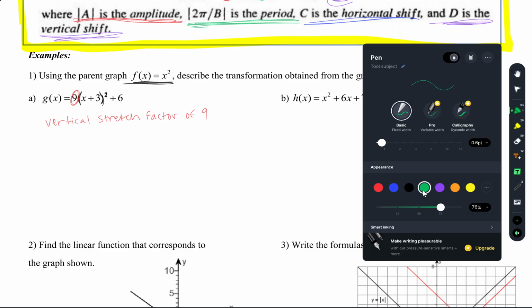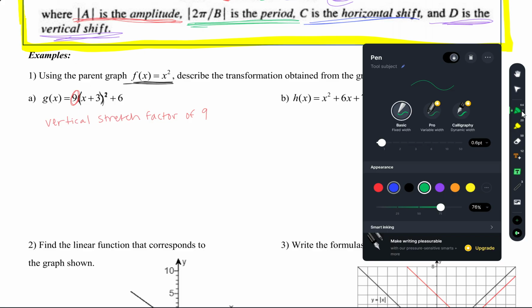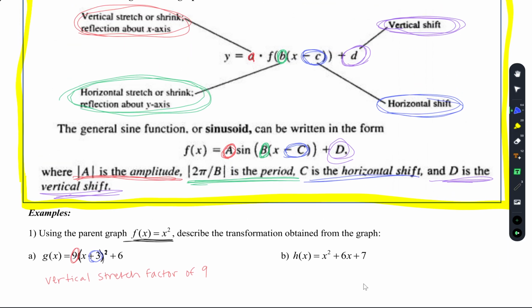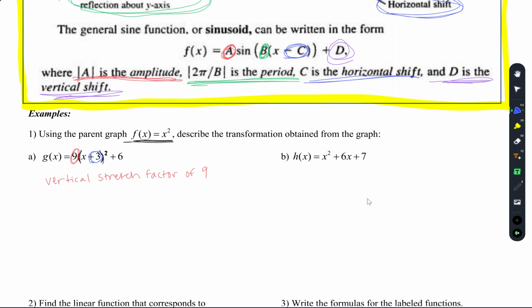Next thing is the adding and subtracting, that's always going to be left and right. X is going to be left and right, so that means this one is always opposite. This guy, that's happening outside of what's happening to the x, so that's going to be going up and down. So that's what you can do.